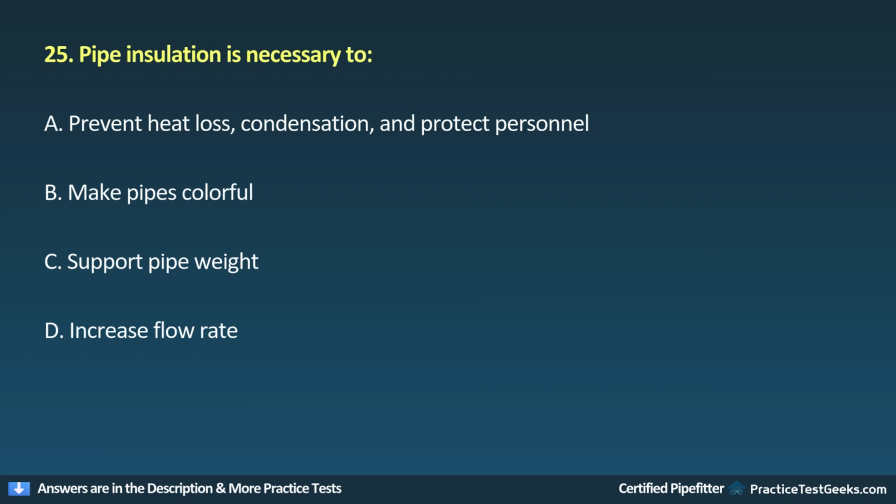25. Pipe insulation is necessary to: A. Prevent heat loss, condensation, and protect personnel. B. Make pipes colorful. C. Support pipe weight. D. Increase flow rate.